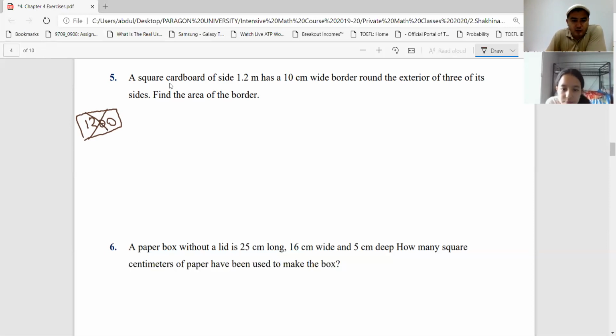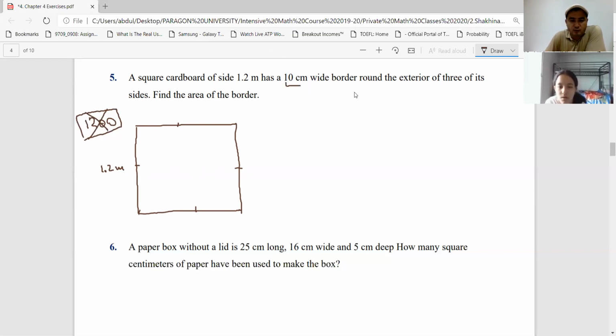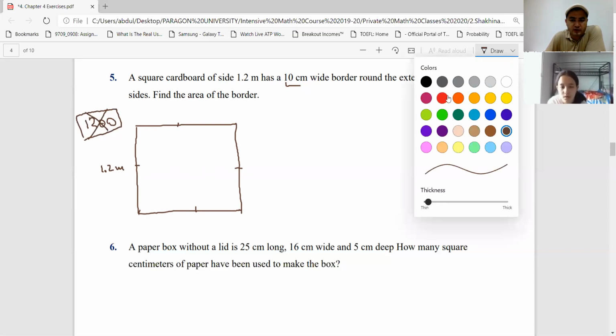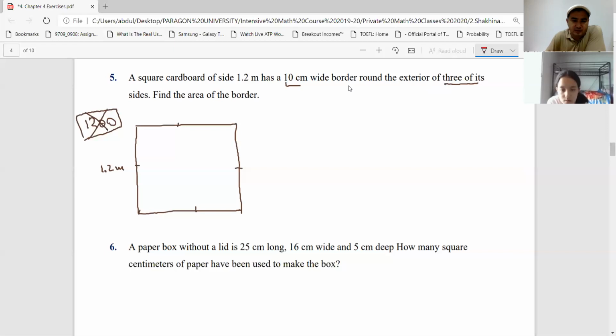Okay, with a square cardboard of side 1.2 meters, right? So we are talking about some kind of square cardboard. Let's say that one is cardboard, that's square shape. So we know that all sides are equal, right? Because it's a square. So that is 1.2 meters, right? And it says that it has a 10 centimeter wide border around the exterior of 3 of its sides, not all sides, 3. So we have a border here. Its width is 10 centimeters. It is something like this, right? Border like this, 10 centimeters, 10 centimeters, and here we have 10 centimeters. So that's a border.